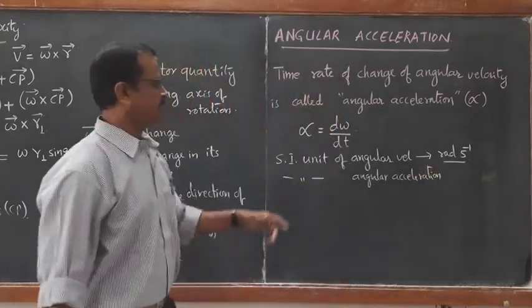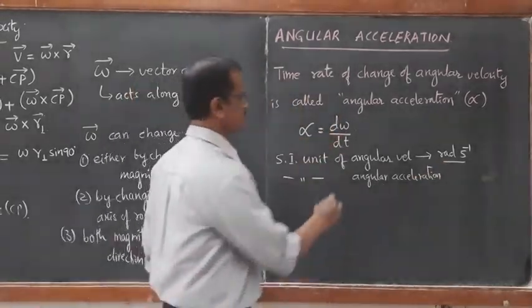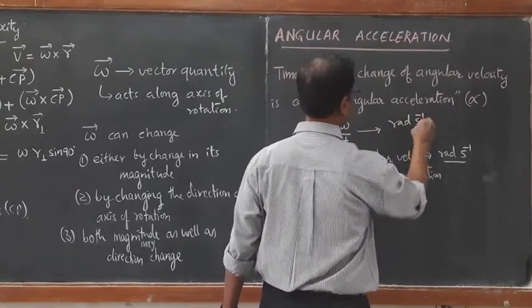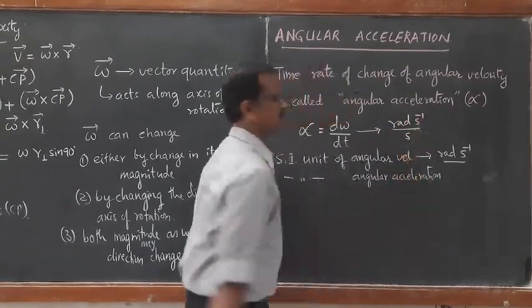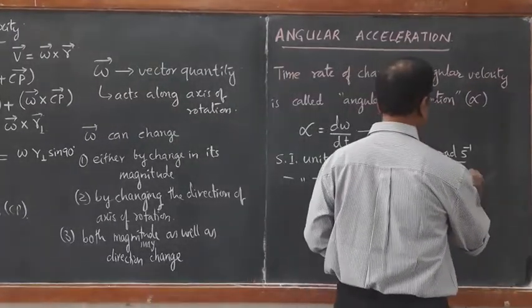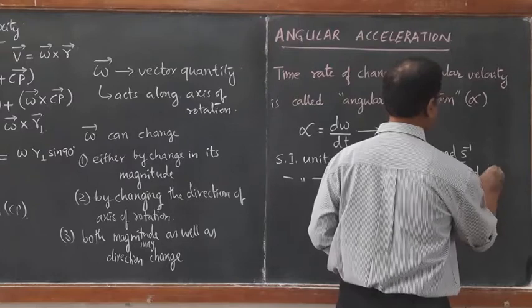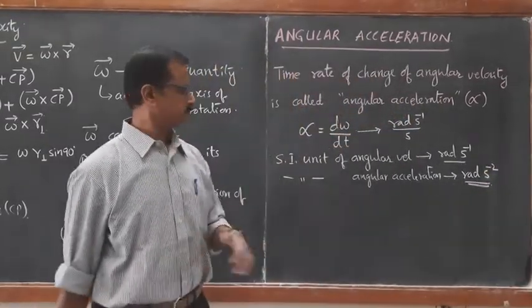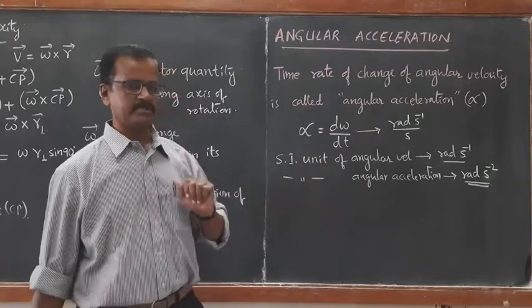Look here, radian per second. This is expressed as radian per second. So it becomes radian per second square. Radian per second square is the SI unit of angular acceleration.